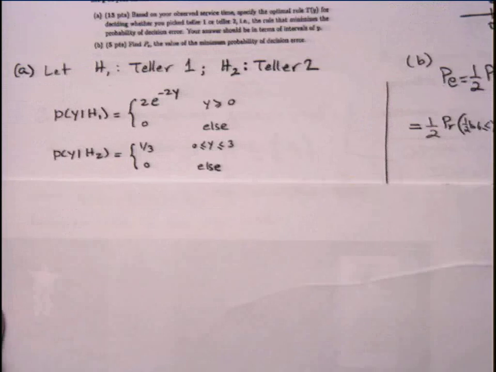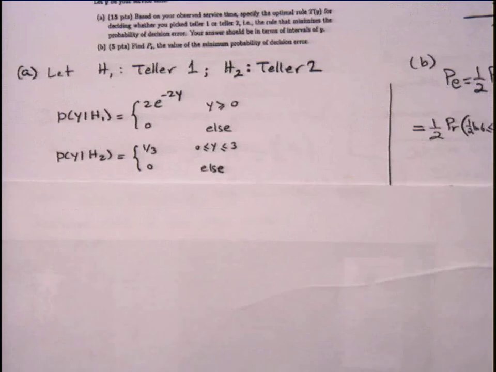And the condition that you want to satisfy here is that the rule should minimize the probability of error. So you want the minimum probability of error decision rule. And you want to use your answer in terms of intervals of y. So the first thing to do is to write down the probability density functions for these two scenarios.